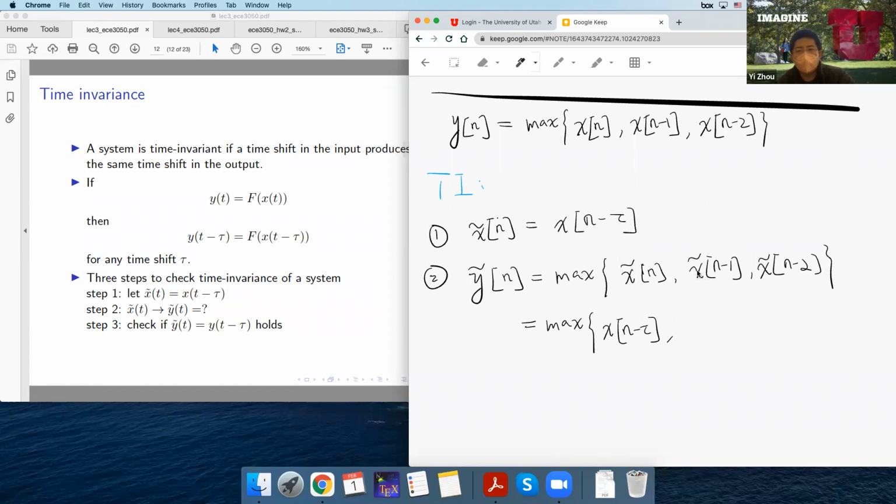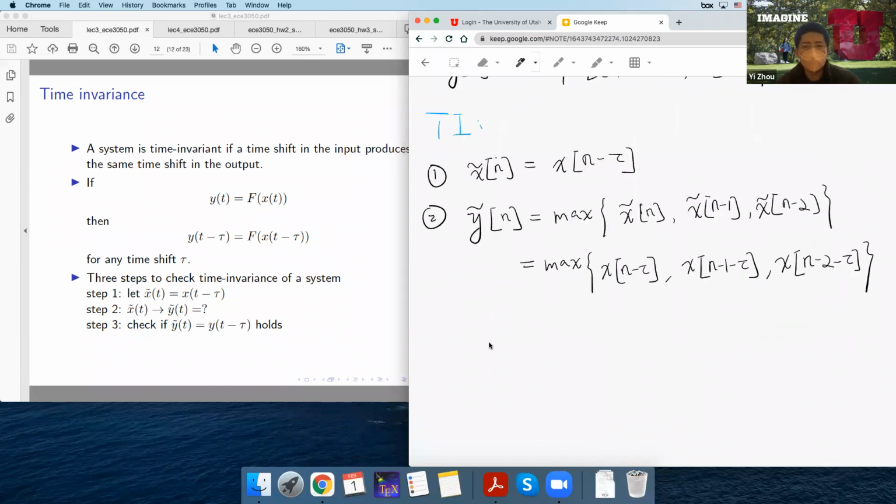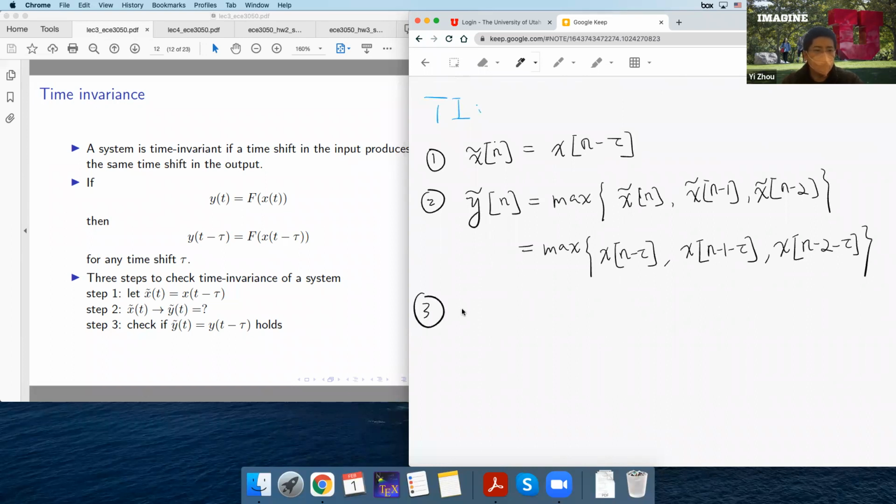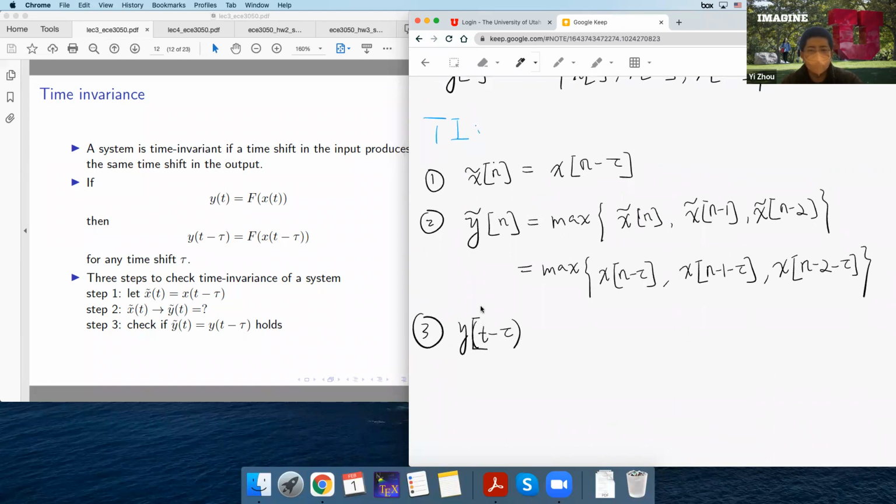Now looking at the second one, it's x tilde n minus one. So this is a shifted version of this input x tilde. In order to obtain that, we replace n by n minus one in the definition. So x tilde n minus one, replacing n by n minus one, we get this. And similarly for the third one we have this. So this is y tilde. Now, step three, we look at y[n minus tau].